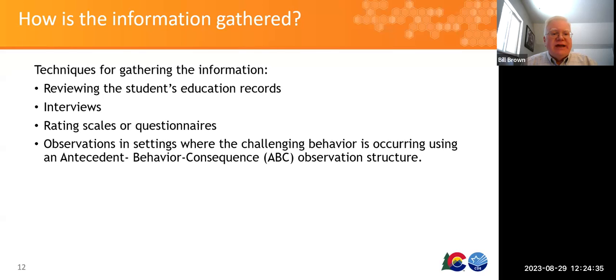So how is the information gathered? There are different ways that we gather information for our functional behavior assessment. They might do a records review, and a records review might include any outside assessments. So if a parent has brought in a doctor's assessment or a clinician's or therapist's assessment, reviewing those educational records also includes anything they bring in from the outside from parents. This is important because the more information the school has, the better decisions they can make.